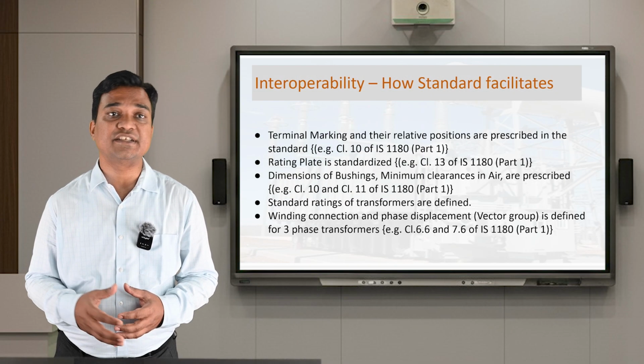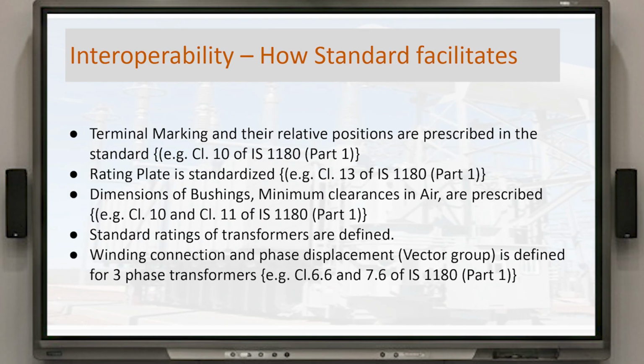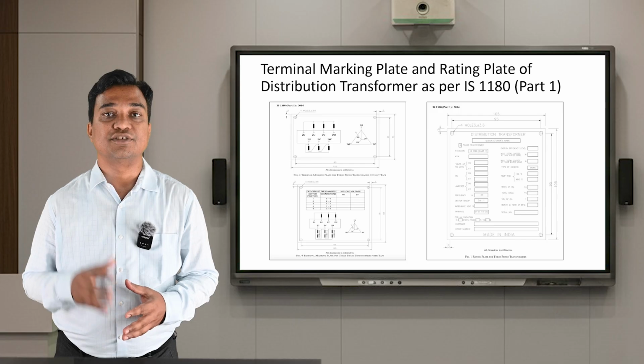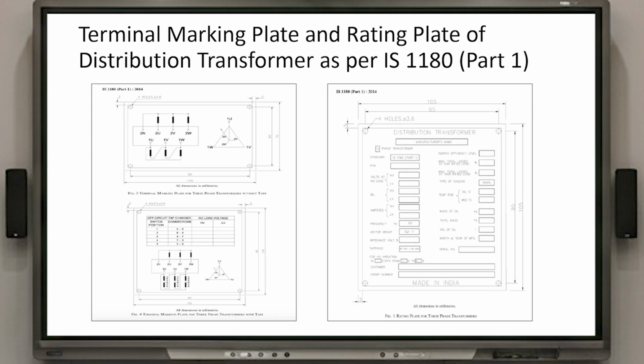Interoperability aspect is facilitated by IS 1180 Part 1 as it specifies the standard ratings of the transformers, dimension of bushing, minimum clearances in air, winding connection and phase displacement or the vector group etc. Even the rating plate is also standardized to contain all the vital technical details of the transformer.